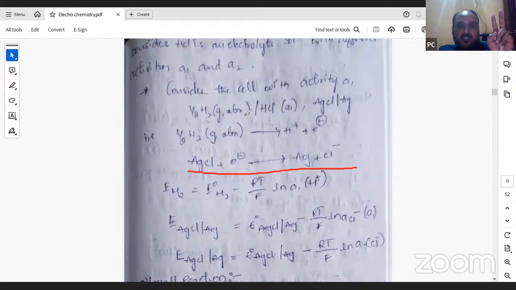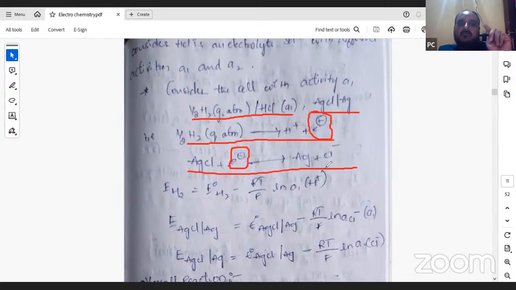This is the hydrogen electrode representation. It is dipped in HCl solution, and the silver chloride electrode is also dipped in HCl solution. The hydrogen undergoes oxidation, H2 gives rise to H plus and an electron. So one electron is produced at the hydrogen electrode. That electron is gained by the silver chloride, which is converted to Ag plus Cl minus.